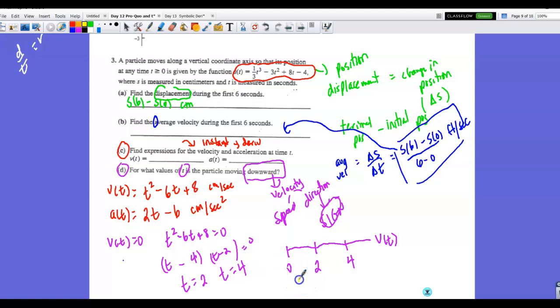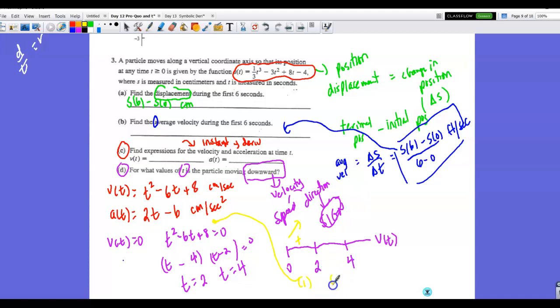So in region 1, I'm going to choose a t value of 1, and I'm going to substitute that 1 into the velocity function. So when I do, I'll get 1 minus 6 is -5. -5 plus 8 is 3. So 3 is a positive output. Therefore, the particle is moving upward in that region. Velocity positive, particle moves upward.